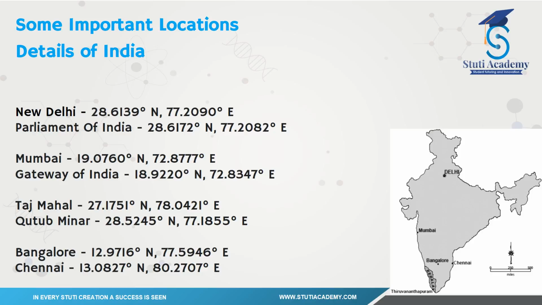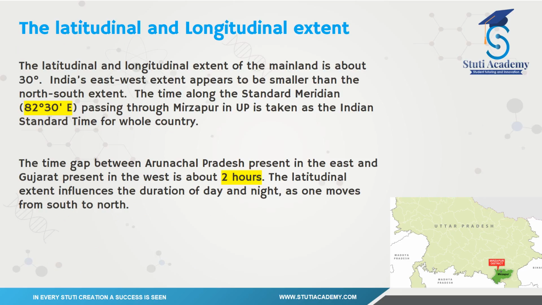Taj Mahal is 27.1751 degrees north, 78.0421 degrees east. Qutub Minar, 28.5245 degrees north, 77.1855 degrees east. Bangalore, 12.9716 degrees north, 77.5946 degrees east. And lastly, Chennai, 13.0827 degrees north, 80.2707 degrees east.